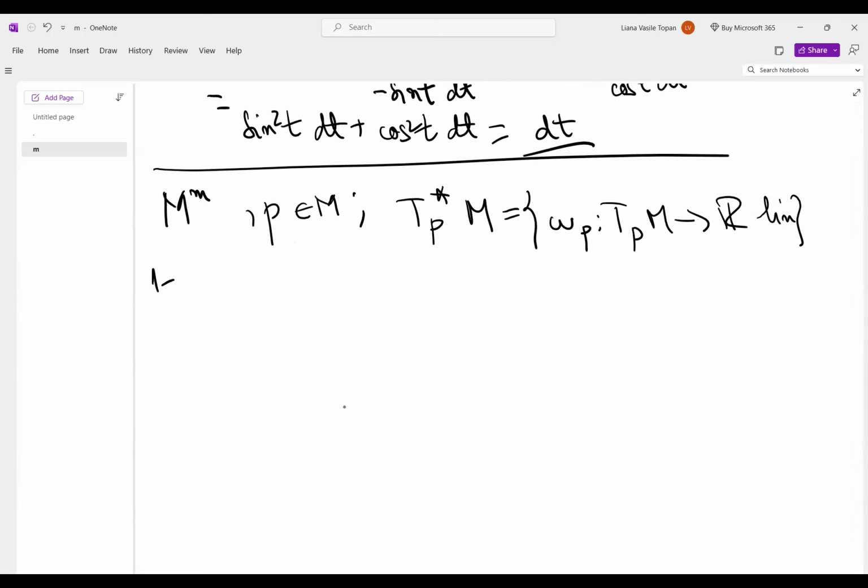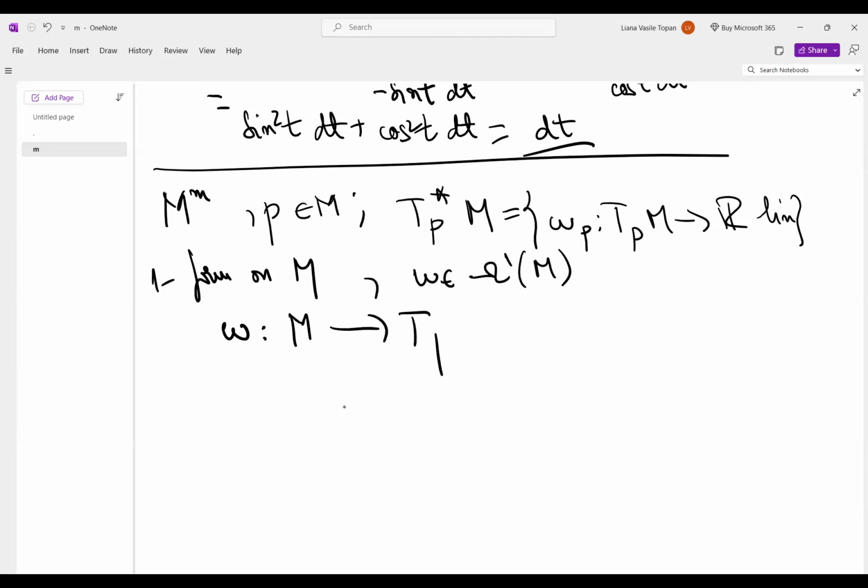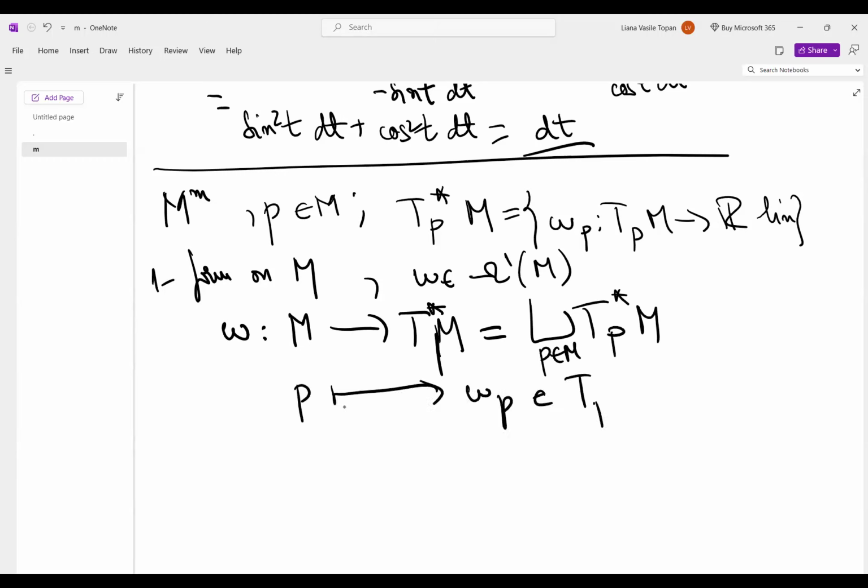Then what is a one form on the manifold M? Something which belongs here, in omega 1 of M. Well, it's simply a map which runs from M into the cotangent bundle. Remember, this is the disjoint union of the cotangent spaces. Every point P goes into omega P, which is here. So something like this.